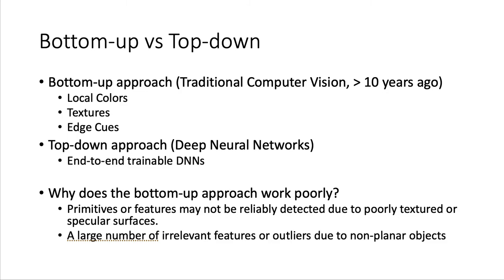10 years ago, the traditional computer vision community had proposed the bottom-up approach, which studies the local colors, the textures, and edge cues for each pixel in the image to segment the planes of the real scene. With the development of deep neural networks in the past few years, people proposed a top-down approach that trains an end-to-end deep neural network. So why does the bottom-up approach work poorly? Because primitives or features may not be reliably detected due to poorly textured or specular surfaces. And also, there will be a large number of irrelevant features or outliers due to non-planar objects.